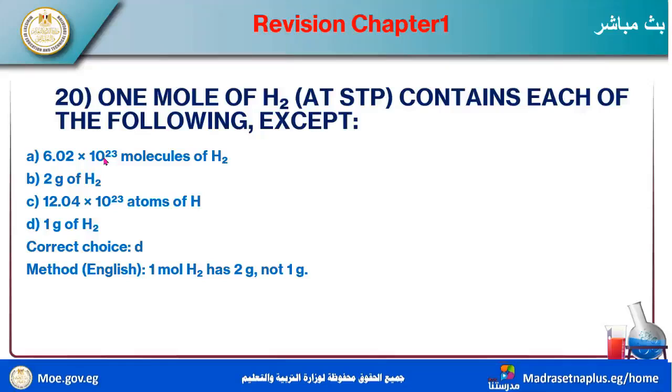Okay, we have many answers here. 6.02 times 10 power 23 molecules of hydrogen. Yes, it is correct. 2 grams of hydrogen. Yes, this is correct. 12.04 times 10 power 23 atoms. Okay, this is correct. 1 gram of hydrogen, incorrect. So this is incorrect, and it is the correct answer here because the question asks for the exception. There are 3 true answers, but we search for the incorrect answer, not the correct answer.